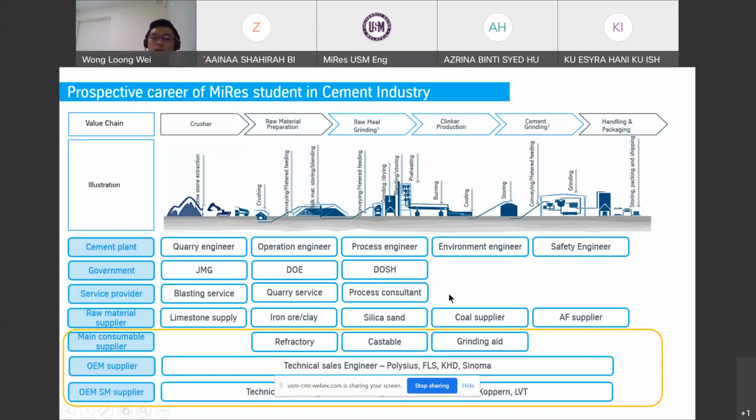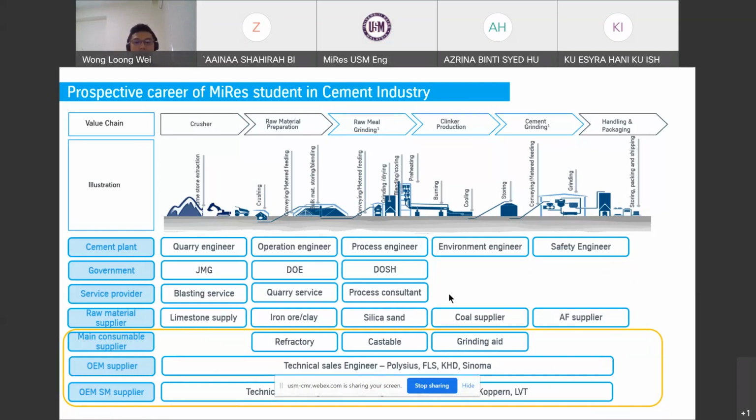And in certain cases, with the experience that you are gaining from the cement plant, you can become a process consultant to provide consultancy service to cement plants. There's also a lot of opportunity, for example, the raw material supplier. Limestone is normally in-house, but in certain cases, there's also an outsourced limestone supply, so you can become a supplier of the limestones to these cement plants. Other raw materials include the coal and also other alternative fuel suppliers.